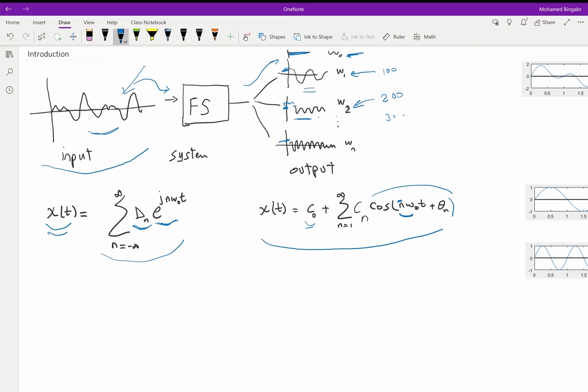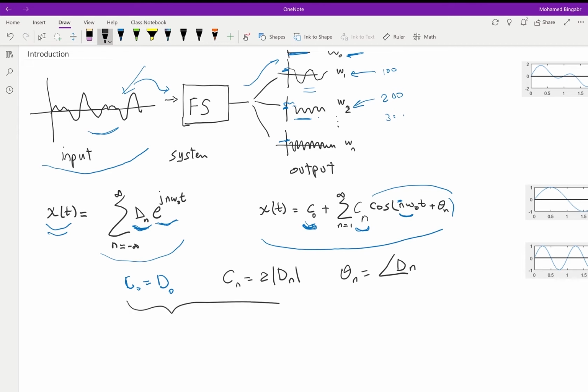We cannot directly calculate Cn and C0, but we can calculate Dn, and after we find Dn, we can easily find C0 and Cn. And the relationship between them is C0 equals D0, and Cn equals twice the magnitude of Dn, and theta n is just the angle of Dn. Remember, we said Dn is usually complex. It has a magnitude and phase.